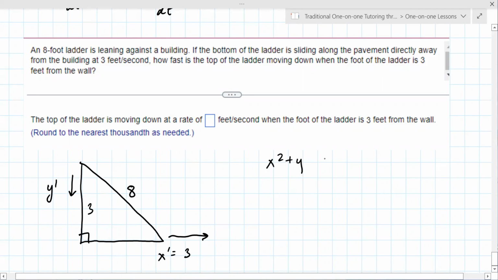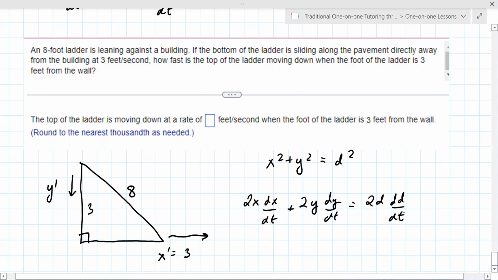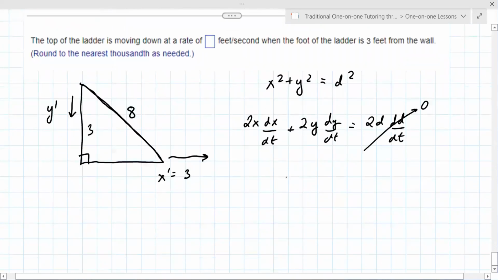So to do this, you use the Pythagorean theorem. I'm choosing x to be the base, y the height, and d the hypotenuse, not a, b, and c. So you're doing these implicit derivatives. So it's 2x dx/dt plus 2y dy/dt equals 2d dd/dt. And the ladder itself is not changing in size as it goes down, so this whole thing is 0, because the ladder itself doesn't change size. It's always 8.